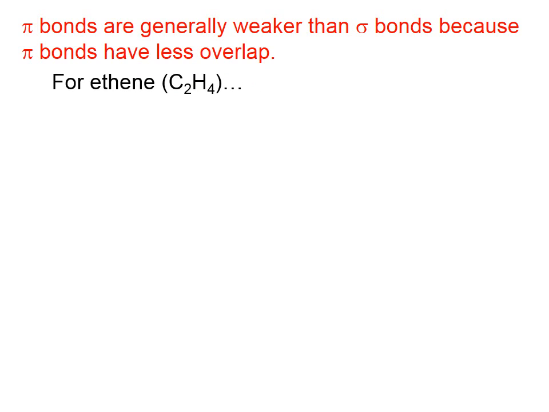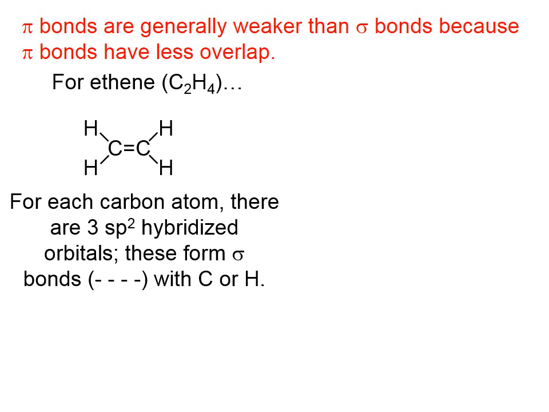Let's consider the case of ethene, which has the chemical formula C2H4, and it has that Lewis structure. We can see that the electron domain geometry around the carbons is trigonal planar. And we said in an earlier lesson that if we know the electron domain geometry around a particular atom, then we can identify its hybridization state. And we said that for trigonal planar, the hybridization state is sp2. For each carbon atom, there are 3 sp2 hybridized orbitals. These form sigma bonds with carbon or hydrogen.